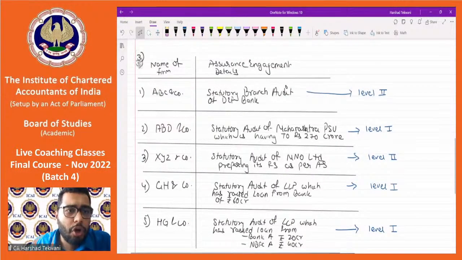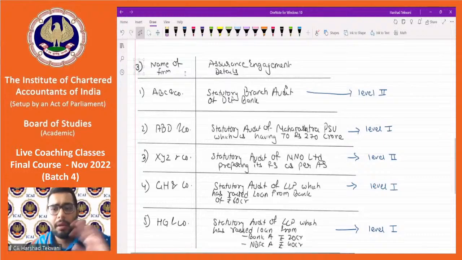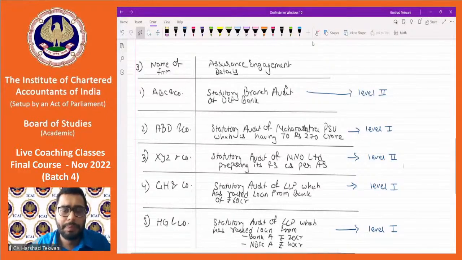Okay. So this is the category-wise level 2, level 1. Understood? Any doubts?